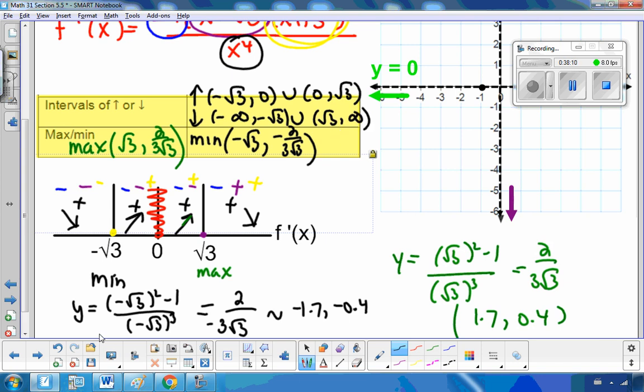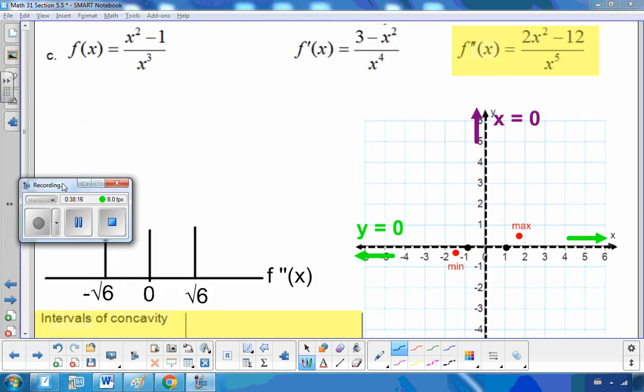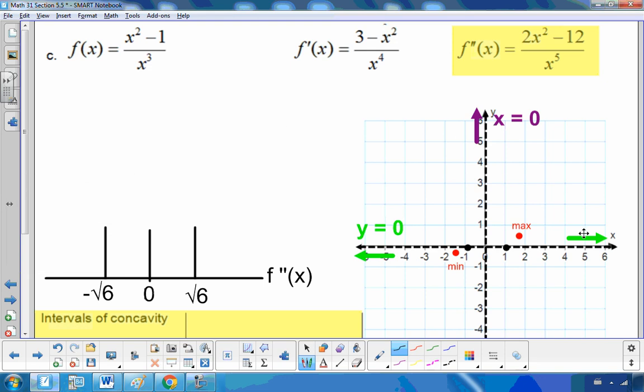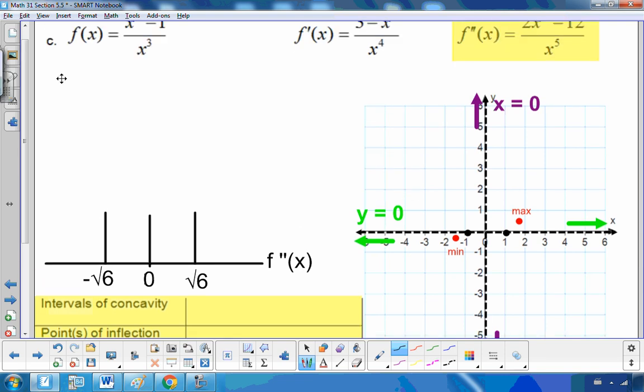Okay, so we're going to put those on the graph, and then we're going to look at our second derivative to help us with the intervals of concavity. Okay, so you can see over here I have everything labeled, my max, my min, end behavior of my vertical asymptote and my horizontal asymptote. So let's look at our second derivative, and we'll do that in factored form.